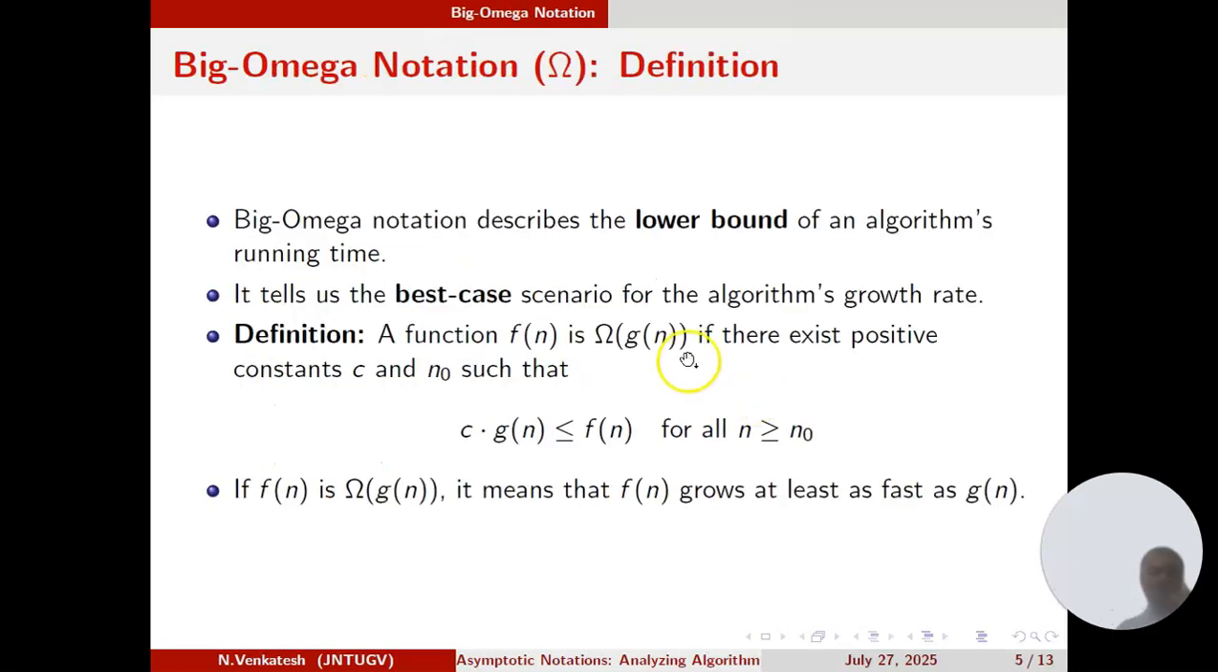So let us try to understand the second definition, that is the Big Omega notation. A function f of n is omega of g of n if there exist positive constants c and n naught such that f of n is greater than or equal to c into g of n. Now g of n acts as a lower bound to f of n. This is generally used to specify the best case scenario. What is the minimum time that the algorithm takes?